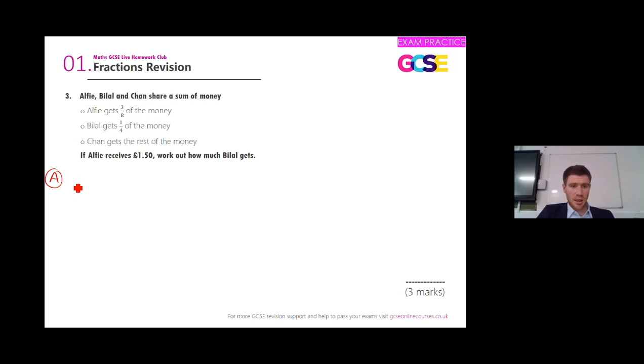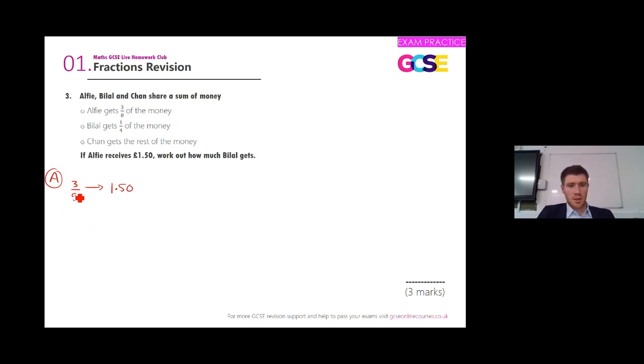That 3/8 is equivalent to £1.50. Notice how I don't use an equal sign. You could get away with using an equal sign, you absolutely could, but 3/8 isn't actually technically equal to it. So I like to use the arrow just to kind of show that they're linked, but they're not the same thing. 3/8 is the fraction that he's got, and that fraction is worth £1.50.